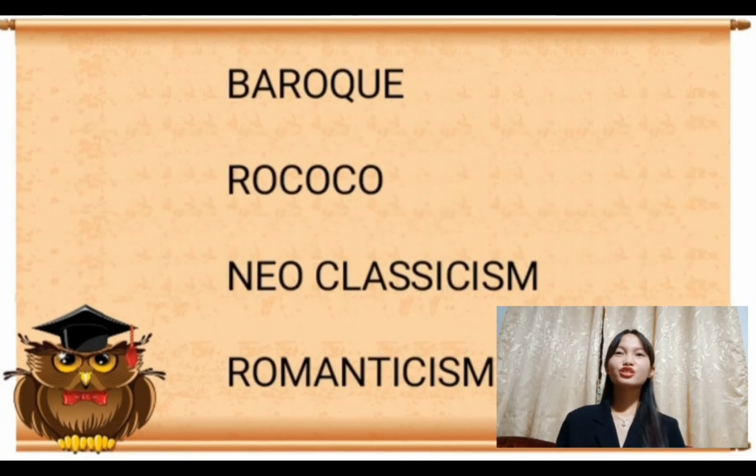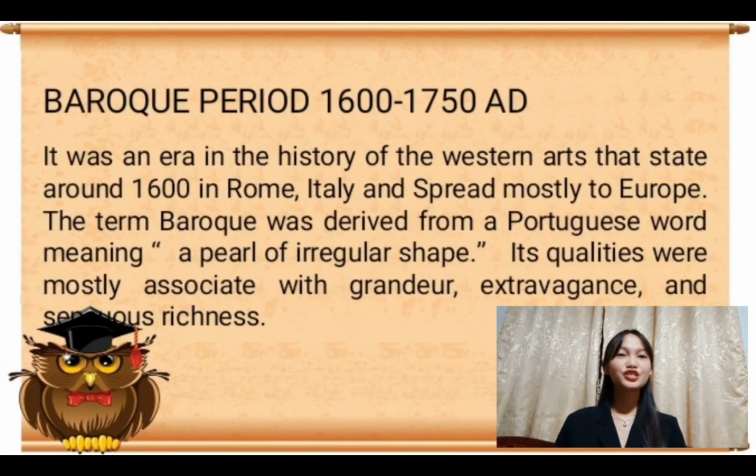In the 17th to 19th century of fine arts, we have the Baroque period, Rococo, Neoclassicism, and lastly, Romanticism. So let's discuss these one by one. Let's start first with the Baroque period.